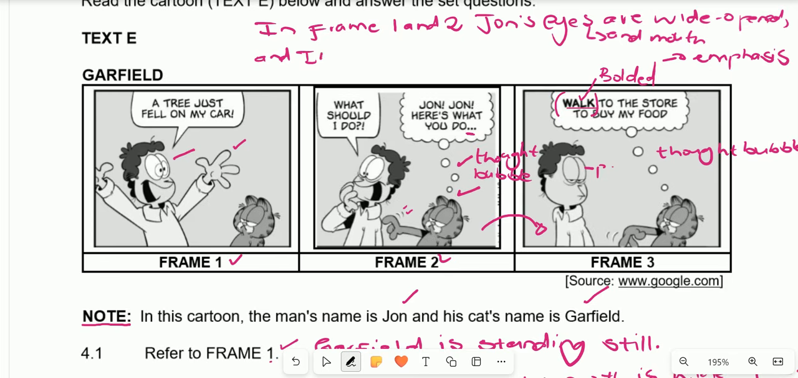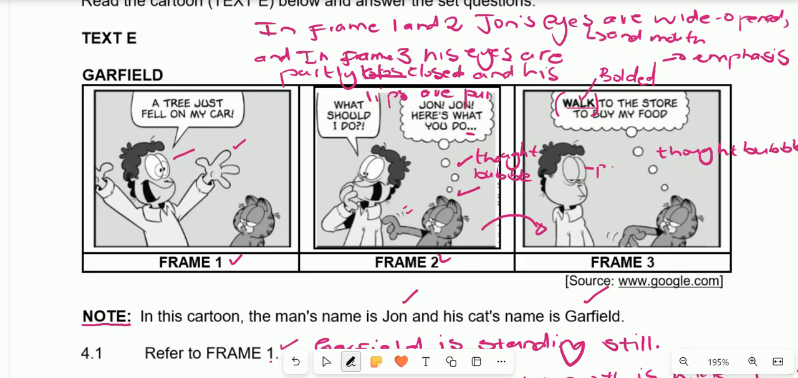And in frame 3, so once you say frame 3, that's where now we are going to introduce an element of contrast. In frame 3, his eyes are partly closed or partially closed. Sorry, it's closed. And his lips are pursed, or you can say the lips are tightly closed if you don't want to use the word pursed.